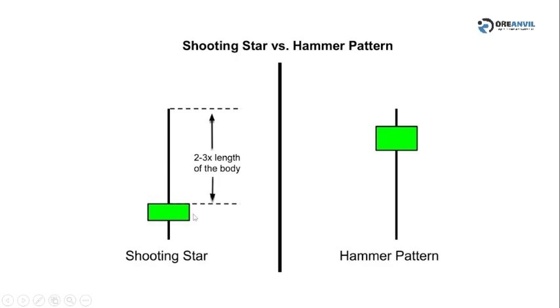So this is the body of the candle. This long line you are seeing is the wick of the candle, and this is the body of the candle. So it has a small body with a very long wick. It means indecision is currently in the market. And you should pay attention to this type of candle.